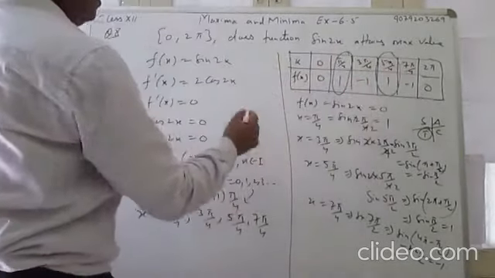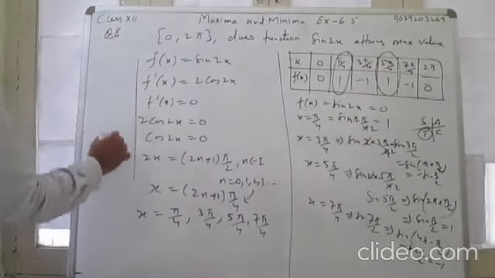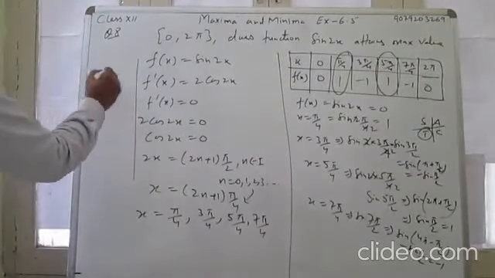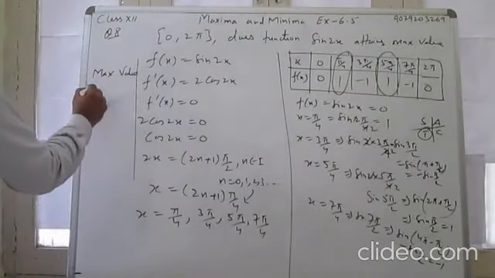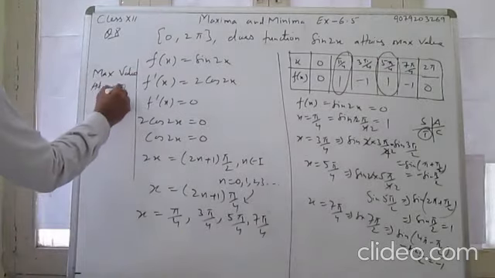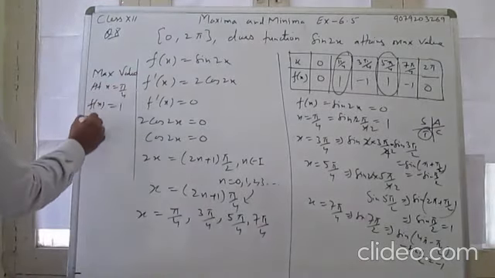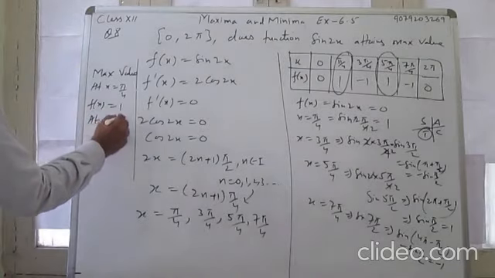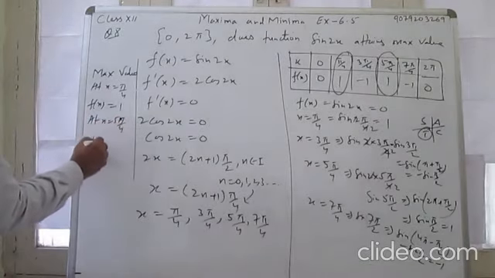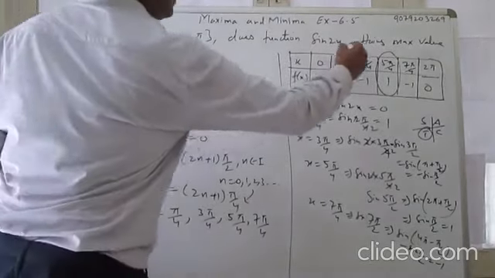So where is the maximum value attained? At x is equal to 5 pi by 4, f(x) is equal to 1. So this is the answer.